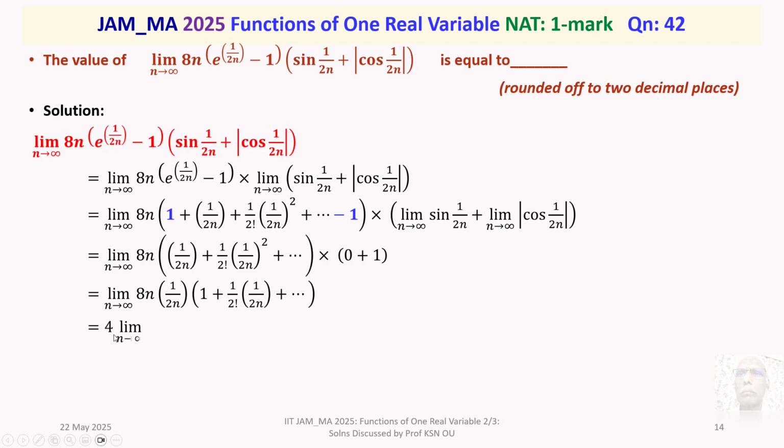So this will be 4 times limit n tends to infinity of (1 plus 1 by 2 factorial into 1 by 2n plus the higher powers of 1 by 2n). Limit of 1 is 1, limit of 1 by 2n is 0, all other terms will become 0, thereby 4 into 1 is 4. That's your answer. So it is to be written as 4.00. So the answer to this question is 4.00, and that is the detailed discussion of this problem.